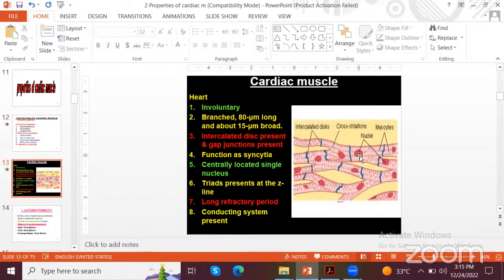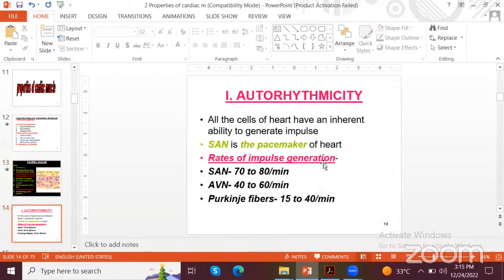The nucleus is centrally located. And triads are present at the Z line, and the cardiac muscles have a long refractory period. A specialized system known as the conducting system is present in the cardiac muscle.